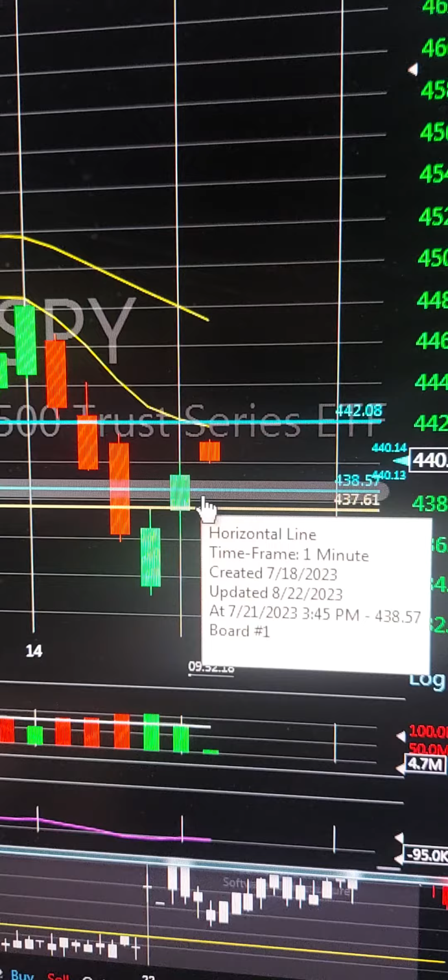All right, it's Tuesday, August 22nd. I'm buying some SPY 443 puts here at 443. This is on the 5-minute chart. The market gapped up a little bit, but came down on the 5-minute chart.